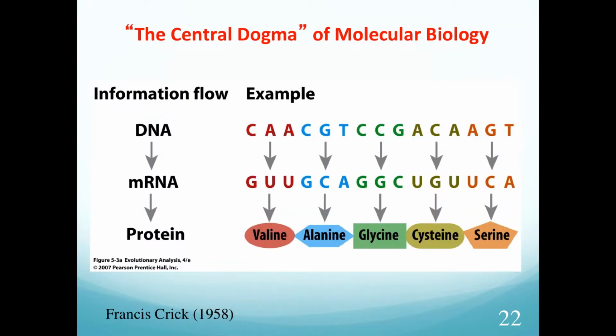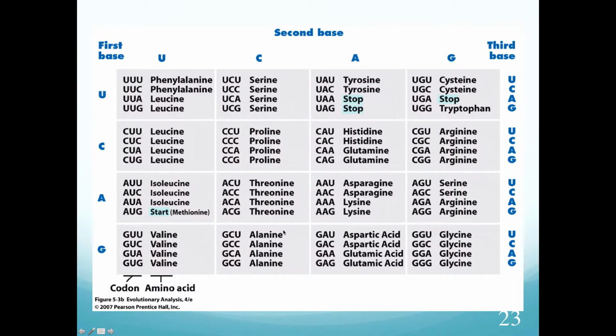Just to remind you of the central dogma of molecular biology, information flows from DNA to mRNA to protein. And when we're transcribing and translating DNA, the tRNAs that are involved in that compose this genetic code.